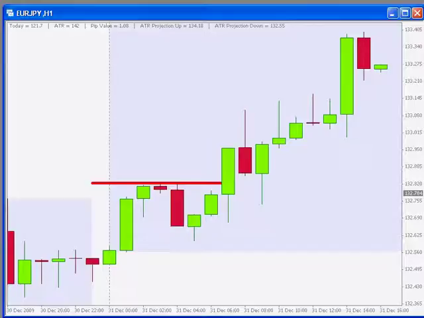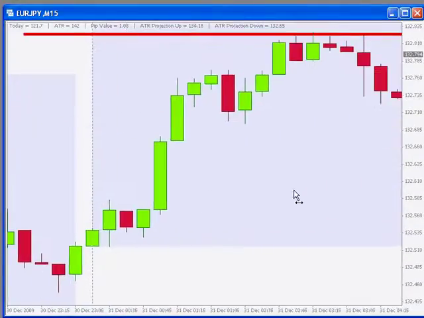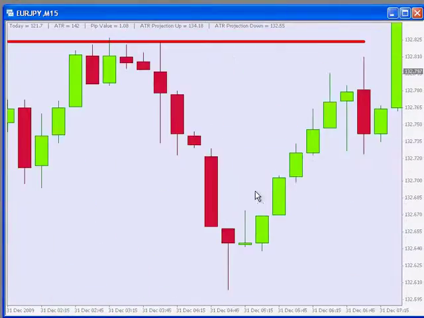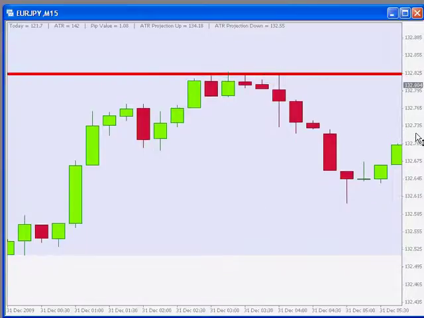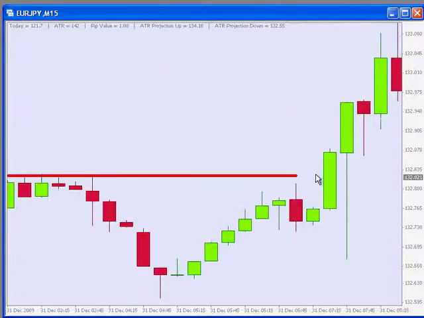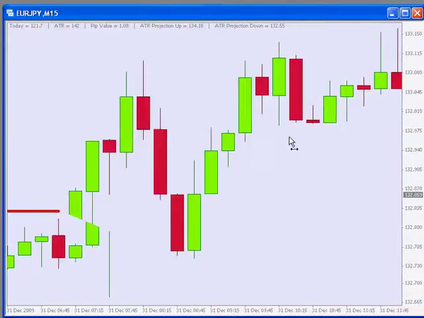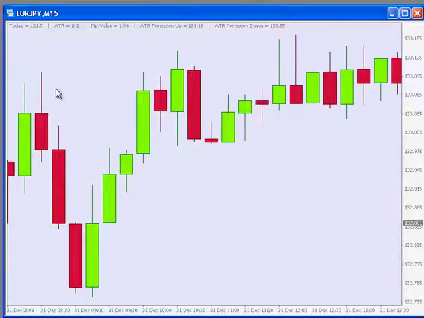Actually, just let me zoom into the 15 minutes time frame. Let's scroll. That's the high for the Tokyo range. Okay, right there. That's the nice breakout move. Whoops, that's the pullback.